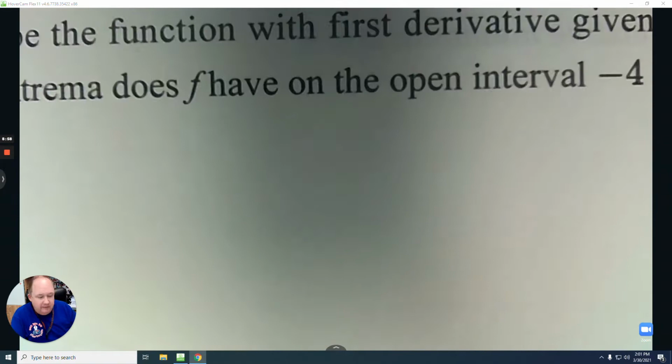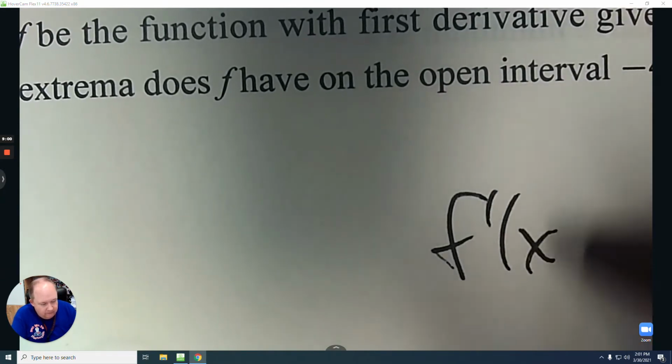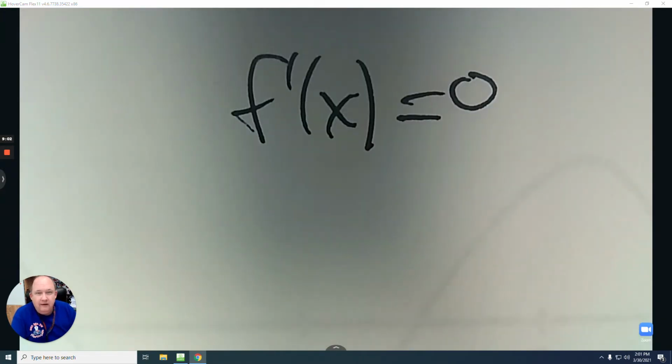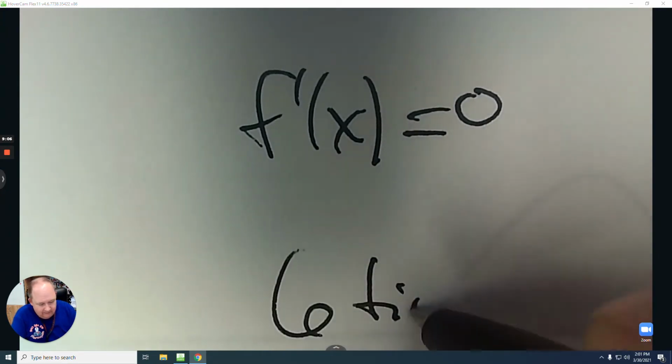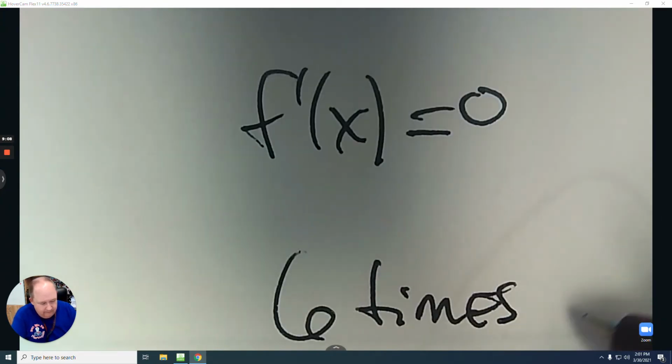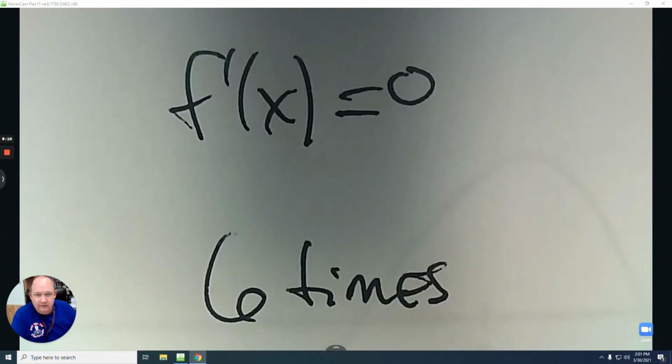So let's make sure we wrote down what we did. So even though we used the calculator, we took the derivative equal to 0, and that means 6 times it crossed the x-axis. All right, number 32.